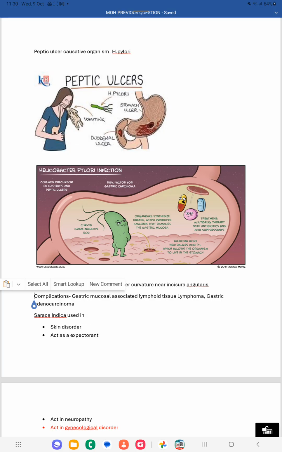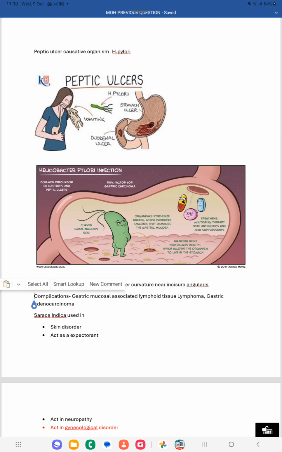Through that way one person gets it, and that person gives it to other people, like person to person contact. First of all it enters through contaminated food and contaminated water. First one person gets it and it spreads to other people. It is a contagious condition, this H. pylori.